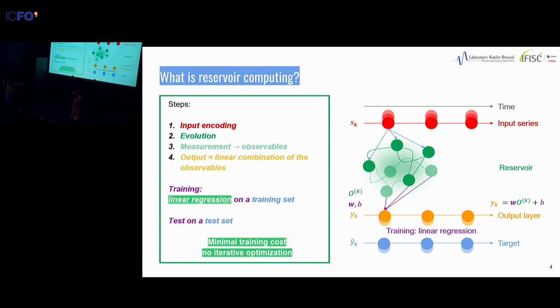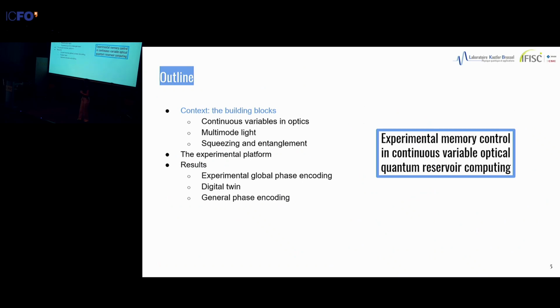So how does it work? We have an input series that we want to do a task on. We're going to encode it on the reservoir somehow. It's going to evolve. And then we're going to measure a part of it to get some observables. And we're going to build an output by doing a simple sum of these observables. Once we've sent all our training data, we do the linear regression at the very end on the training set, and we're done. So, as I said, minimal training cost, and we don't need to iteratively change the weights, we just do it at the very end.